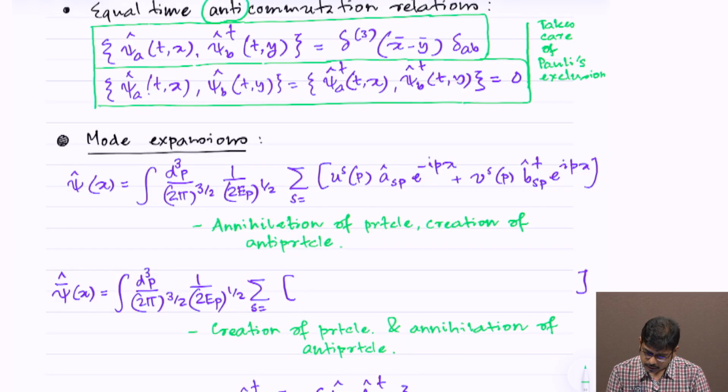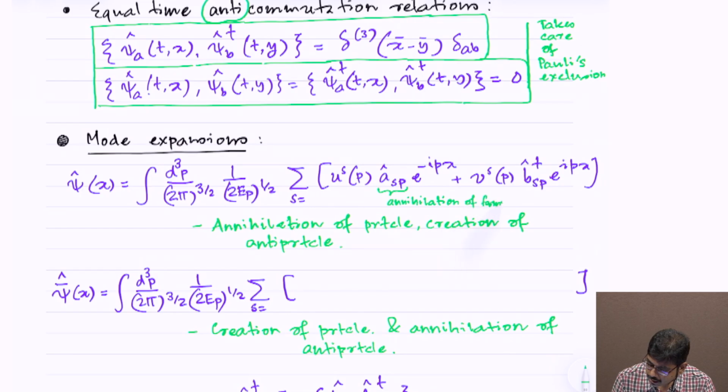So, basically what you have, that you have u^s accompanied with what you call a^s_p. So, this is basically the annihilation operator for the fermions. So, this is what stands for annihilation of fermions.